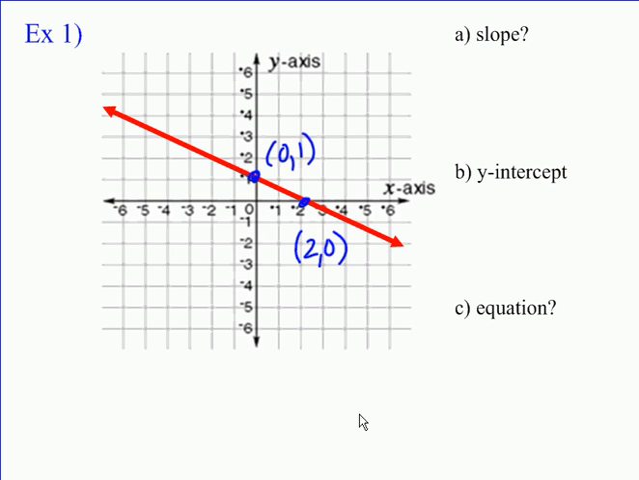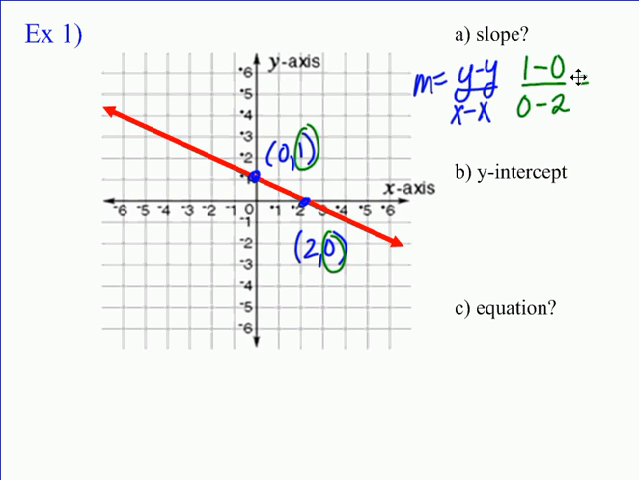In order to find the slope of the line, we're going to use the slope formula: the change in the y's divided by the change in the x's. We're going to replace these y's and x's with numbers. We circle the y values, which are 1 and 0, and put them up on top in the numerator. 0 and 2 go in the denominator. When we simplify this, 1 take away 0 is 1, and 0 minus 2 is negative 2. So we're talking about a slope of negative 1/2.